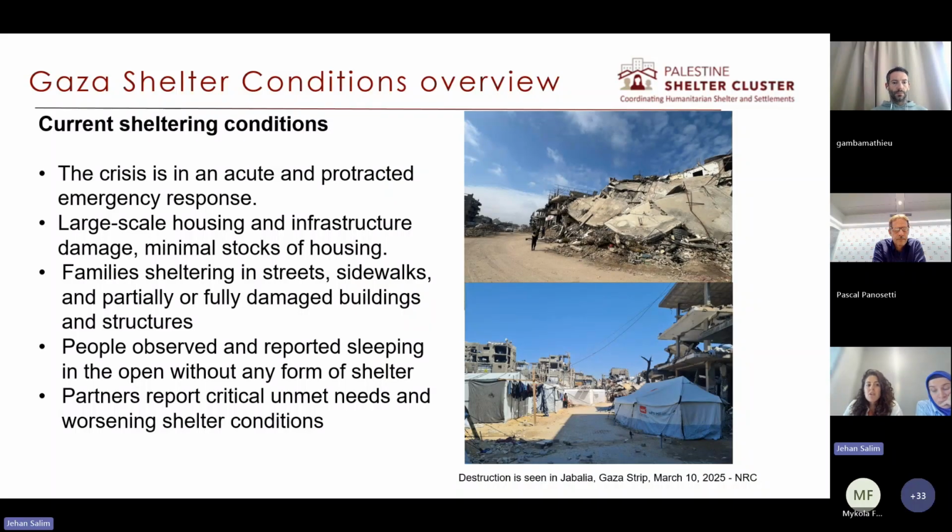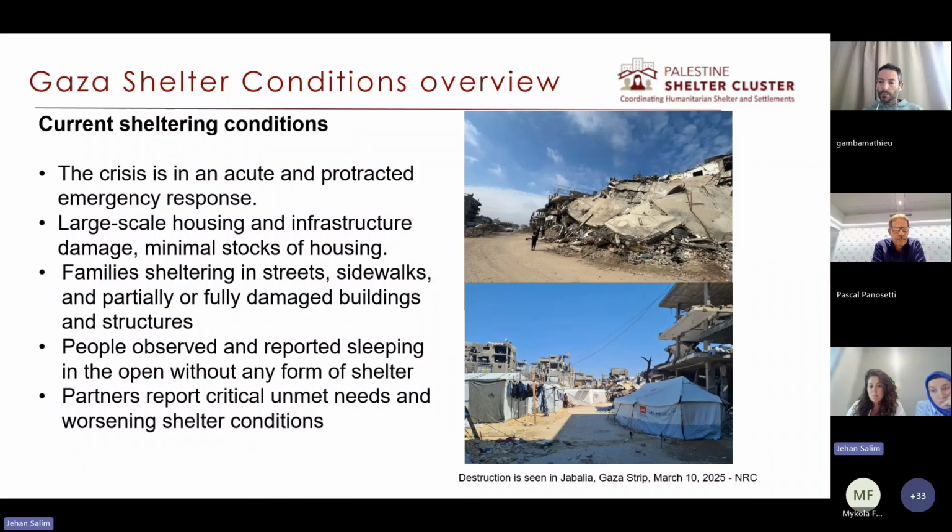As I mentioned, it's a protracted emergency response. It's still ongoing. Displacement is ongoing. There's large housing infrastructure damage. There's minimal stock. This was already a housing crisis before the war, so the war deteriorated it even more. And it's been observed by partners and people on the ground that people are sleeping in the open air, sleeping on the street. And considering winter has started, we're already in November, the situation is really a priority.